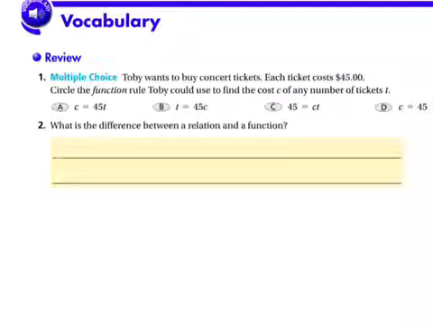In the multiple choice question, we are buying tickets at $45 each, and we want to find the cost, so we want to see what C equals for any number of tickets. That option is option A.